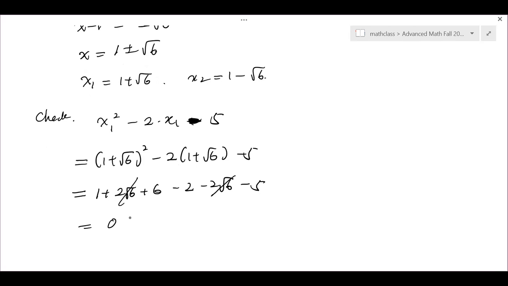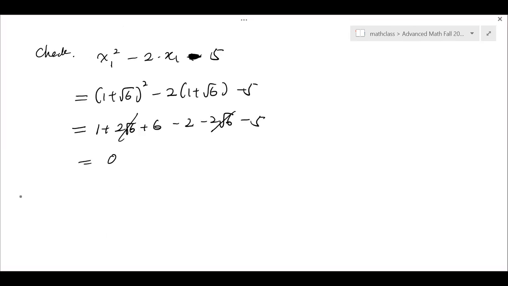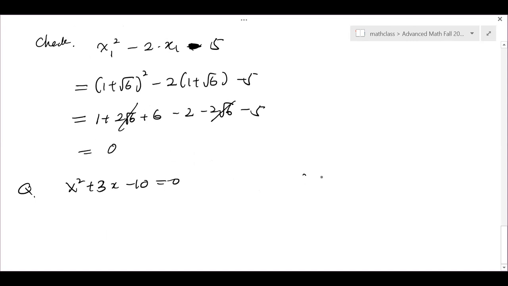Okay, so this method is called completing the square. Now, sometimes it's a plus 3x. Sometimes this is not just double of some number. But remember, I have this formula. I have this number, 2k.